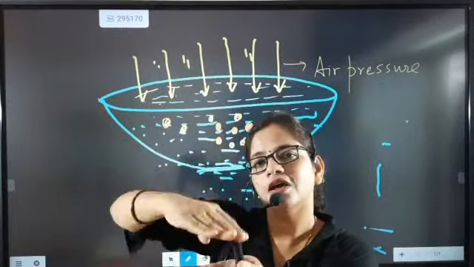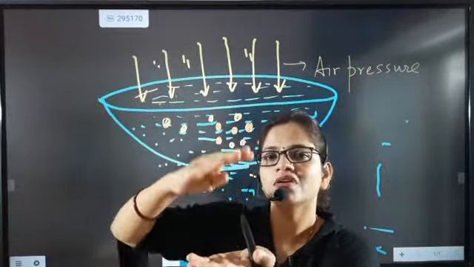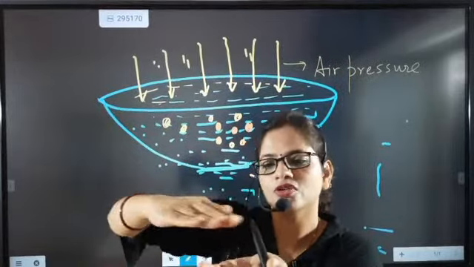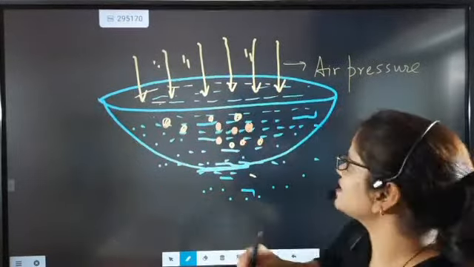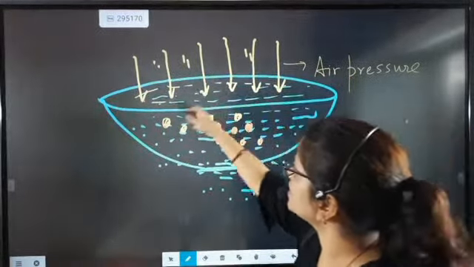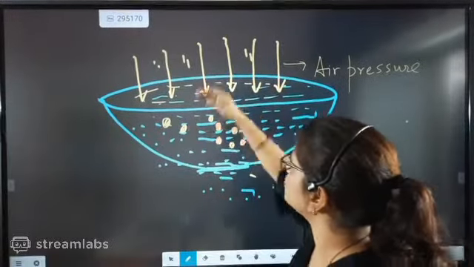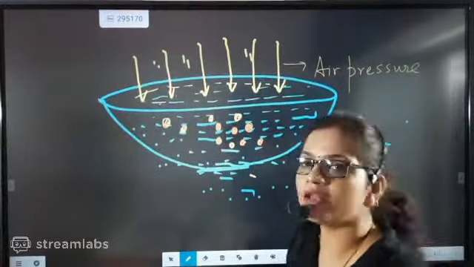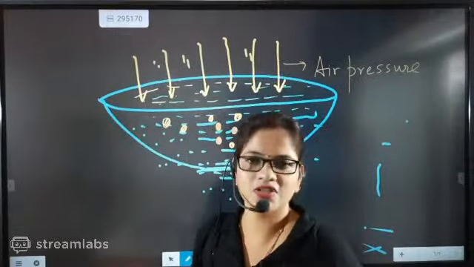So definitely this air pressure will try to put pressure on the surface, and it is going to create some pressure on the surface area. So this is air pressure. From the surroundings, air pressure will be there.